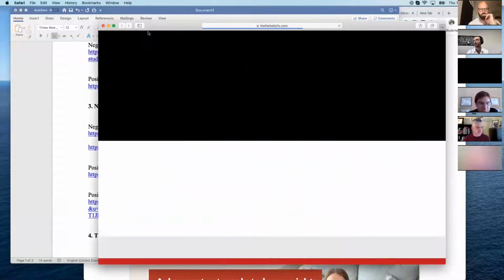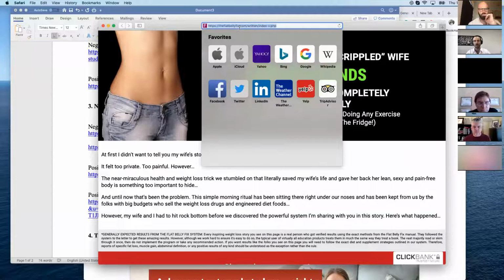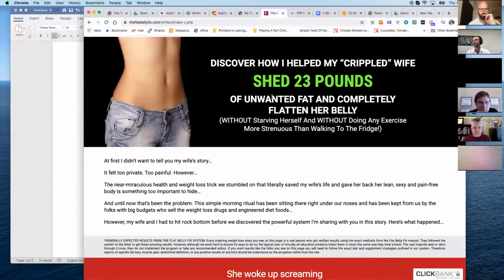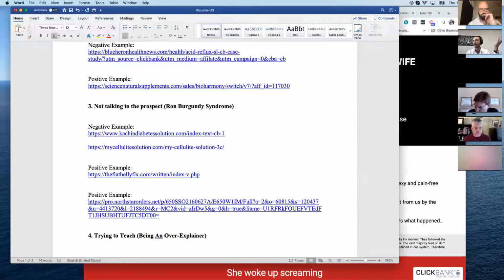Another positive example would be for... I got this new computer and it's got Safari as my default and I'm hating it. But for Flat Belly Fix right here, going back to again Ron Burgundy syndrome, right?